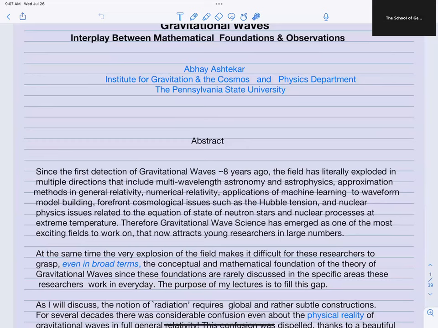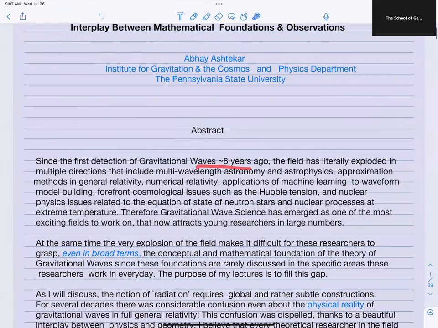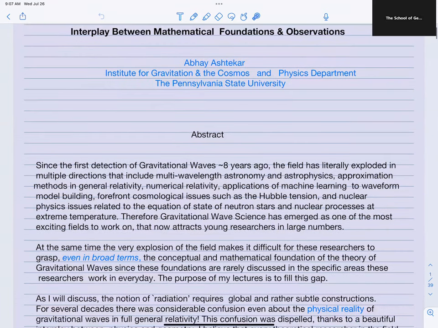But since about 8 years ago, gravitational waves were discovered, and now I think really the focus has shifted to observations and the relation between the foundations and observations. And that is why I'm not speaking only on the mathematical foundations, which is really a very beautiful subject in its own right. I could have spent all 6 hours on it, but I decided to really do this because I think for younger researchers, that is where the frontier is between the mathematical and conceptual things and observations.